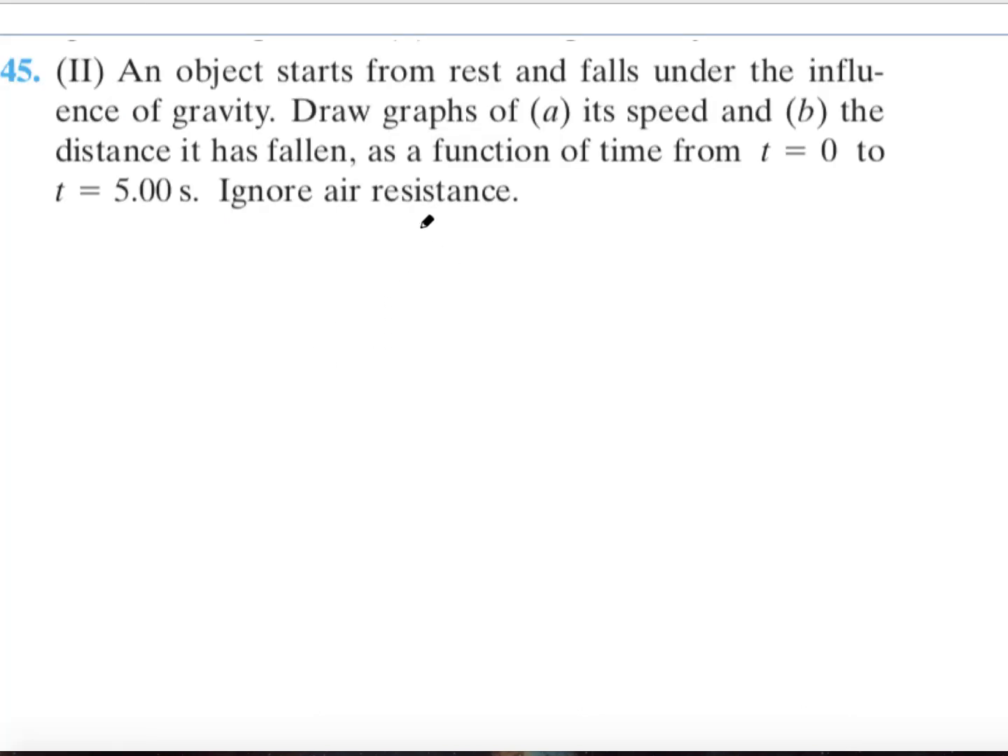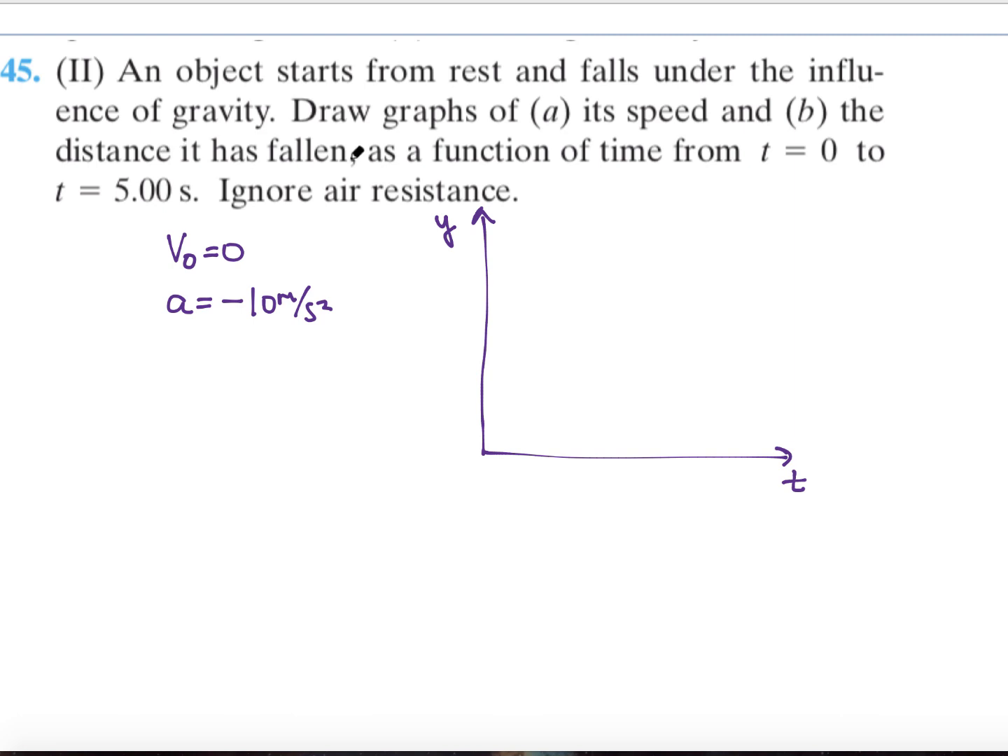So for question number 45, we have an object that starts from rest. So I know that, let me change colors, I know that v initial is 0, and it falls under the influence of gravity. So I know that my acceleration is, let's go ahead and just say negative 10 meters per second squared. And I want to draw graphs of its speed and the distance it has fallen as a function of time from t equals 0 to t equals 5. So let's go ahead and sketch our graphs, but let's sketch them in the order that we're used to doing it, which is where we have position on top.